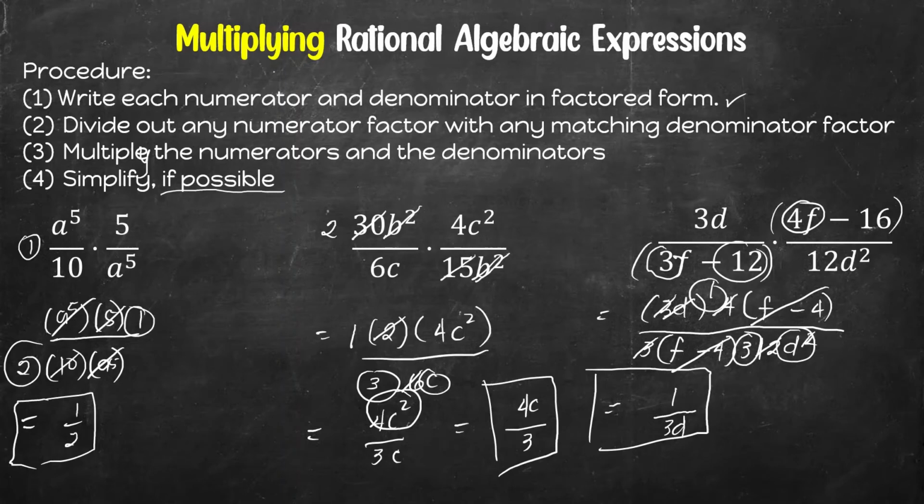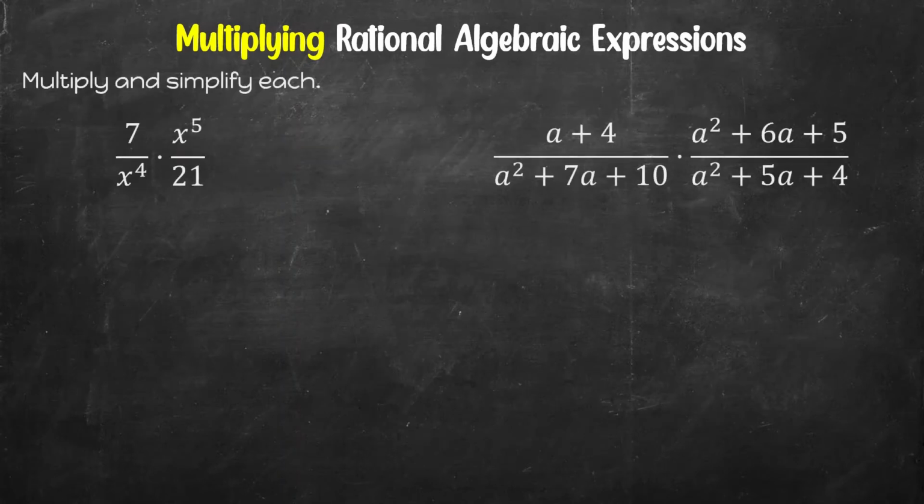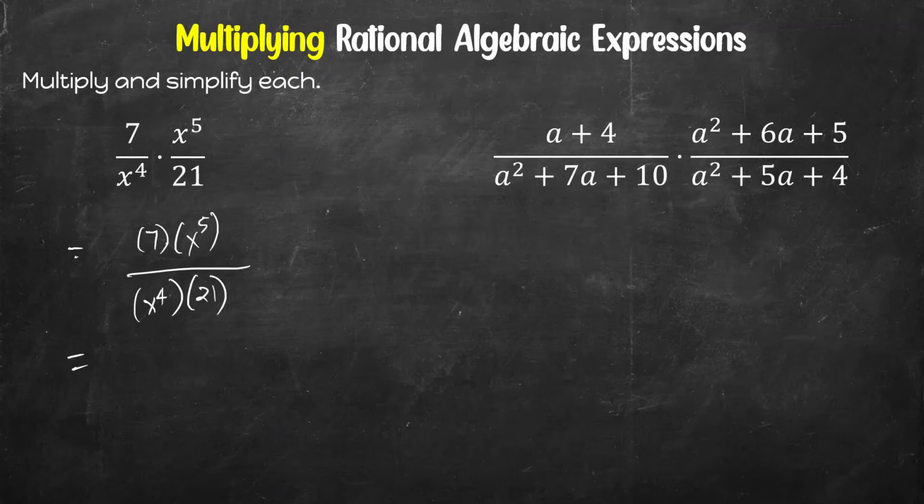Okay, so another example. 7 over x raised to 4 times x raised to 5 over 21. So, ito yung sinasabi ko sa inyo, you don't need to factor muna, okay? Kasi unang-una, pwede nyo na silang i-cancel. So, gagawin lang natin dito, multiply natin, 7 times x raised to 5 over x raised to 4 times 21, which is equal to, si x raised to 4, pwede na natin i-cancel, right?